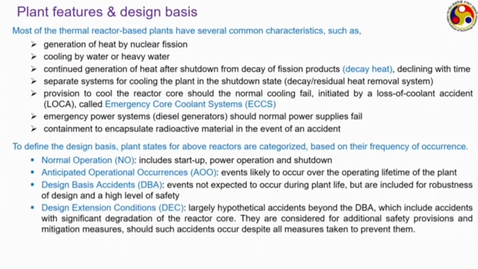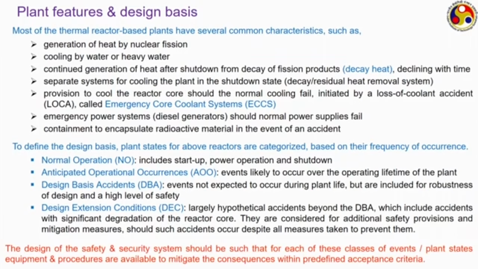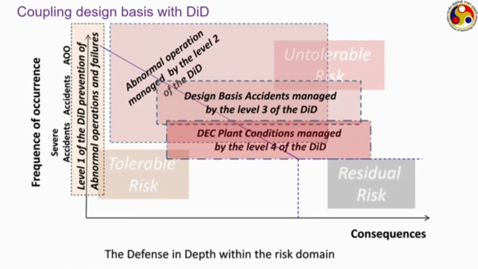Finally, design extension conditions, DEC. This refers to the large scale accidents, quite severe accidents. These are generally hypothetical accidents beyond the DBA, which include accidents with significant degradation of the reactor core. The design of the safety and security systems should be such that all these classes of plant states can be taken care of by the equipment and procedures within, and the plant operation should remain within the predefined acceptance criteria.